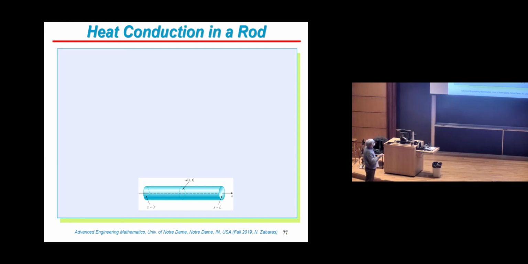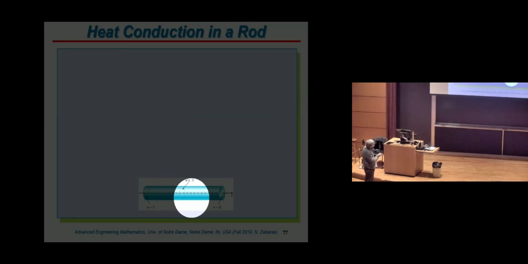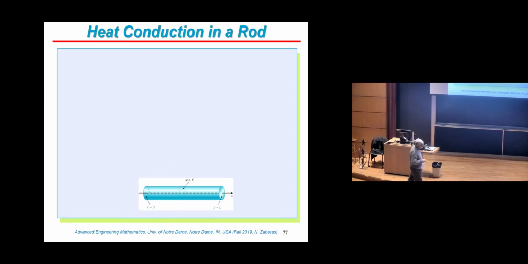So I'm interested in modeling heat conduction on a bar, all right, that goes from 0 to L. And I'm assuming that the heat transfer that I'm trying to model is uniaxial, so the temperature U only depends on the location X, so there is no variability in Y and Z. So we only do the 1D problem.